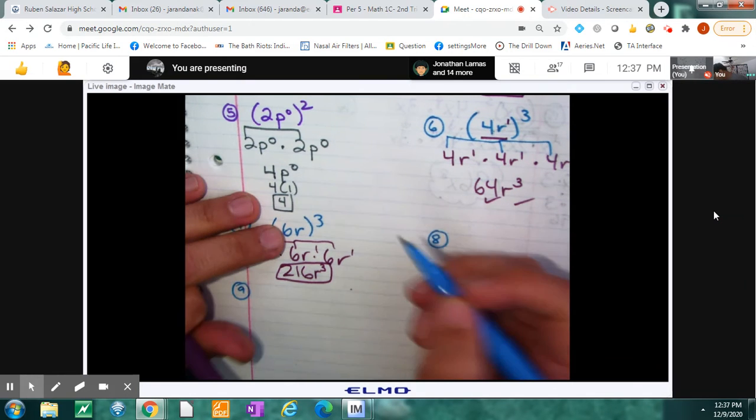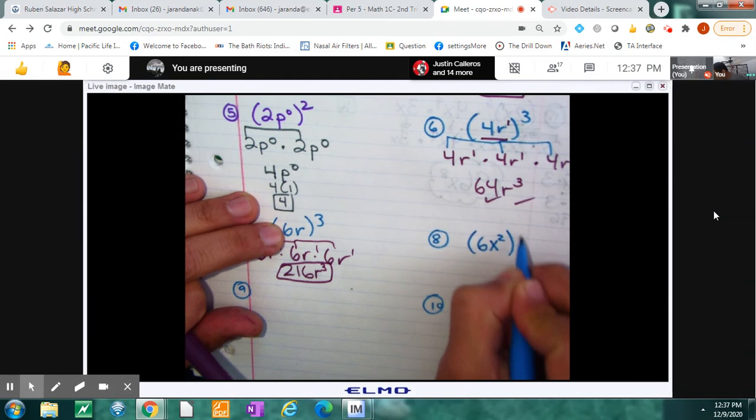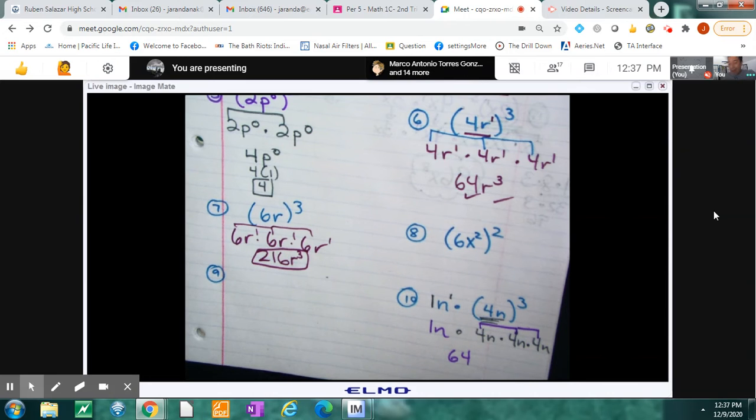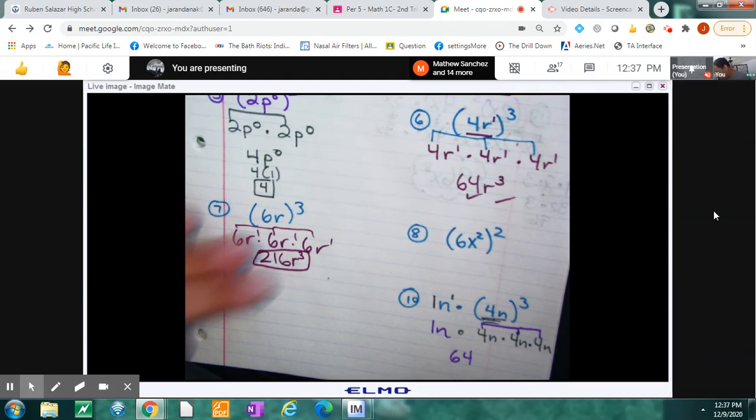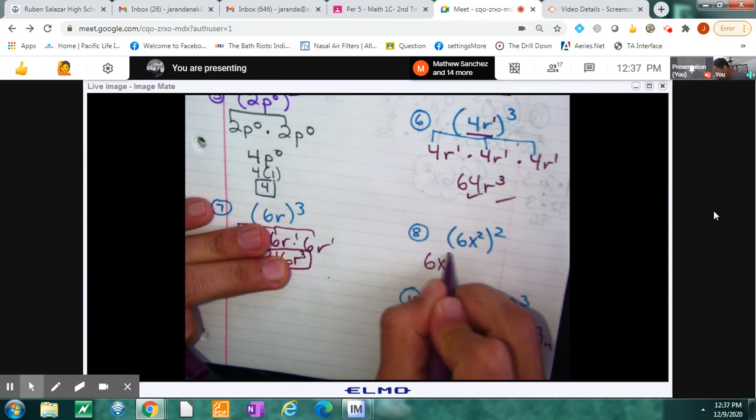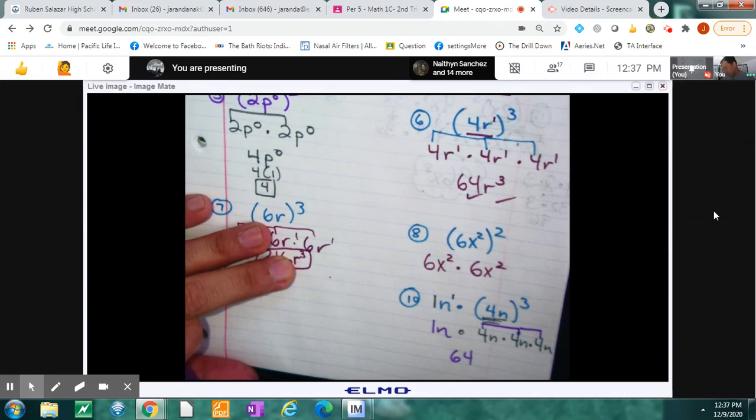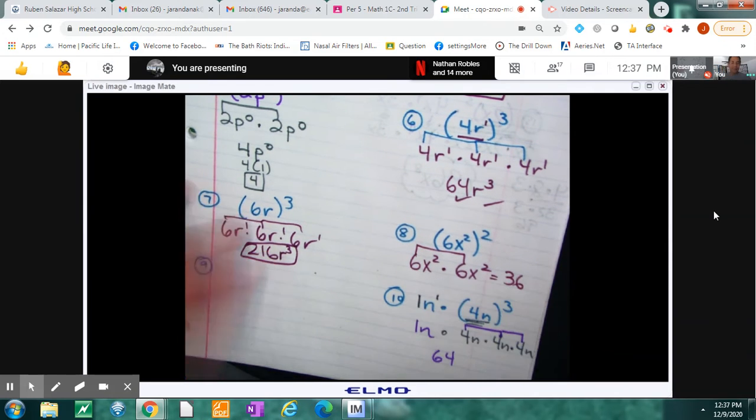Number 8, 6x squared to the power of 2. So again, this is a power to a power. So I'm going to write 6x squared. I'm going to multiply it by itself 2 times, right? So what's 6 times 6? 36. That's easy.